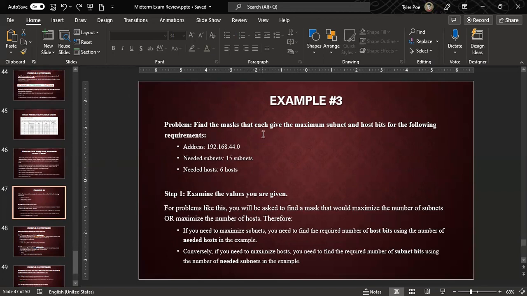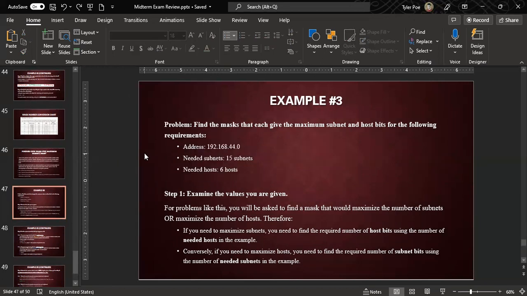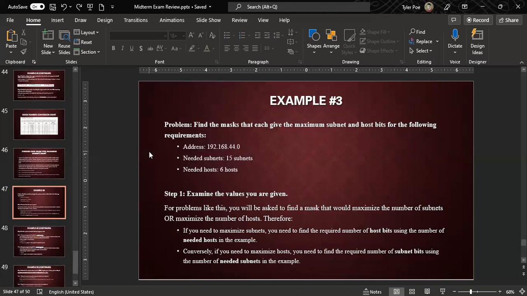So we have a problem. I'll give you an example problem. Our problem is to find the masks that each give the maximum subnet and host bits for the following requirements. This question is a little bit different from what you see in Canvas. Basically, I'm asking for both masks. You typically aren't asked that in the questions, and at least as far as my short answer questions go, you won't be asked this. Rana could make something like this, I don't know, but this question I'm going to ask for both.